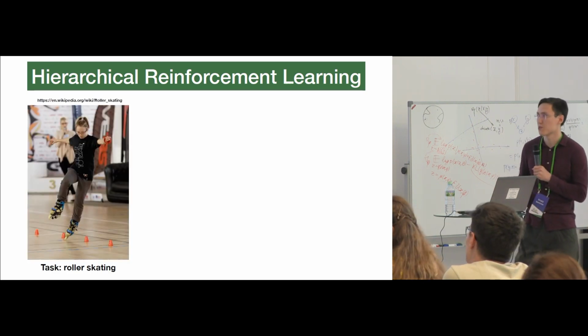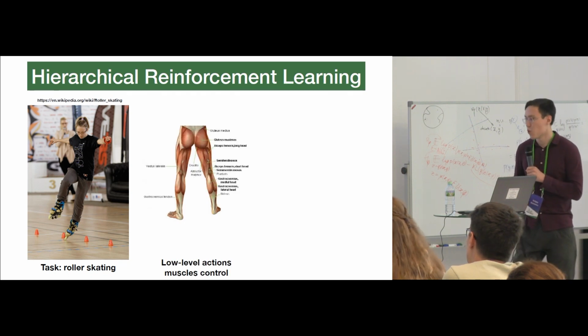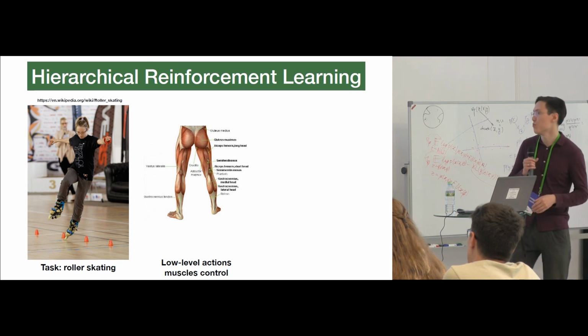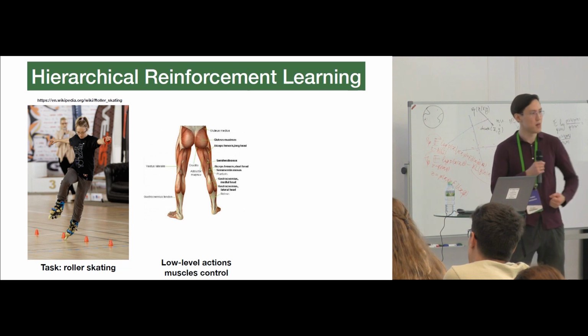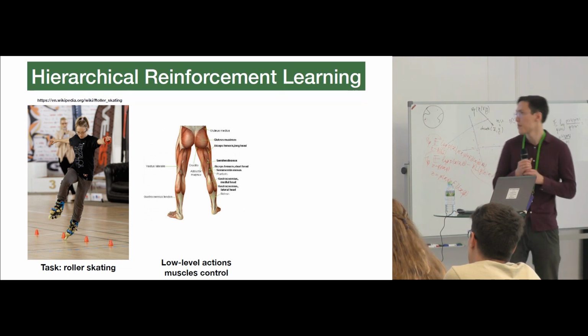So now we proceed to hierarchical reinforcement learning. So what is hierarchical reinforcement learning? Suppose that you want to learn the task of roller skating, you yourself as a human. So what is your action space that you have being a human? The only thing that you can really do is to strain or relax muscles of your body. This is how you move, this is how you do everything in the physical world.